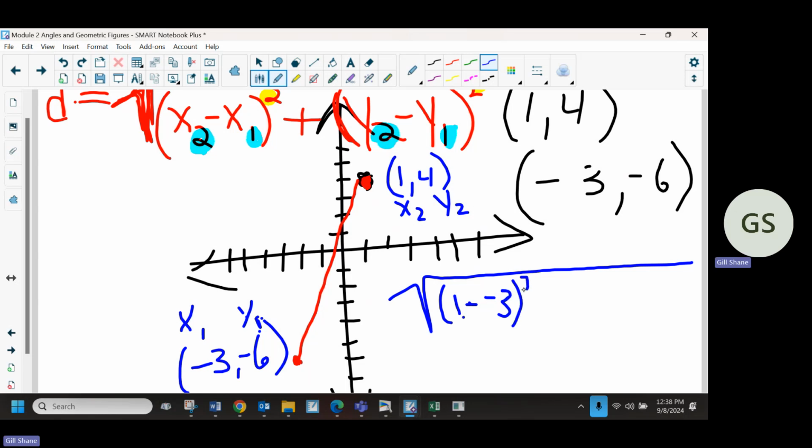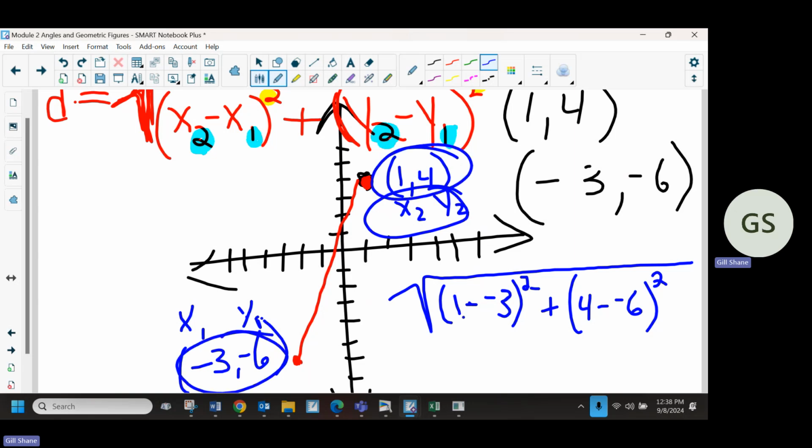And then don't forget to square it. That's part of the formula. Plus, and then now I do the same thing with the y's. Y2 is 4. Subtract. Y1 is again -6. And then don't forget you have to square it. Do not square the individual numbers. Don't try to square these up here, these 1s and 4s.